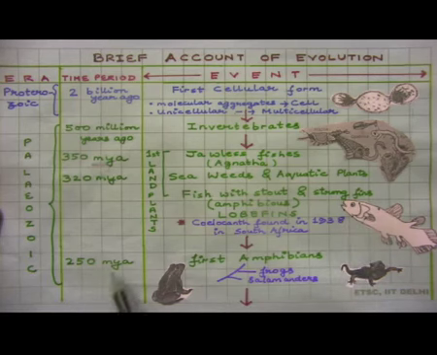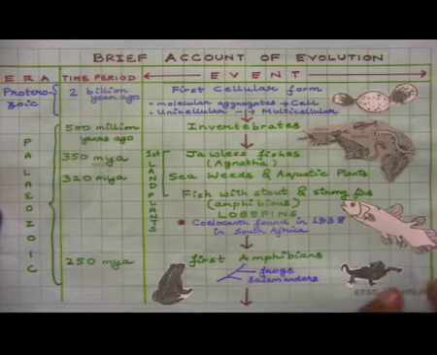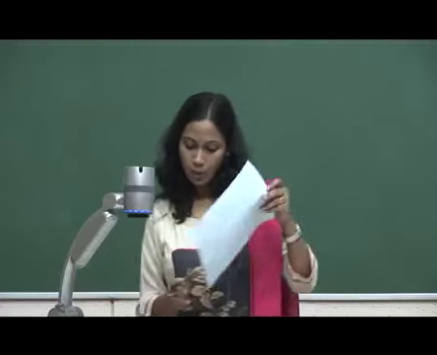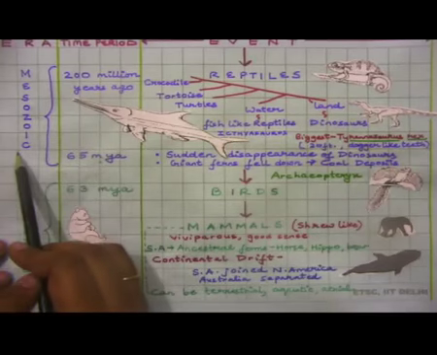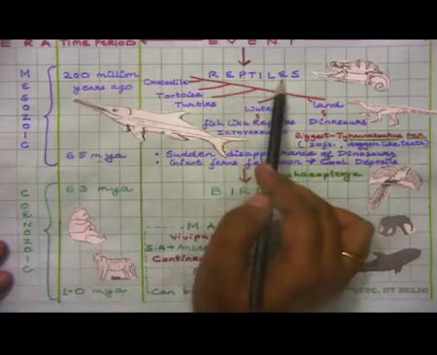Then 250 million years ago, the amphibians started originating, and these amphibians, you can see frogs and salamanders, are the recent descendants of the amphibians which we can see today. Continuing to the next era, the Mesozoic era, which was about 200 million years, it was dominated by reptiles.